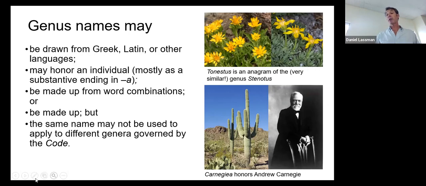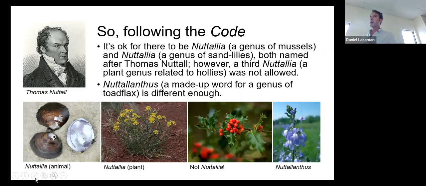But again, the same name can't be applied to two different genera under the code. So following the International Code of Botanical Nomenclature, it's okay for there to be a mussel named Nuttallia, because that's an animal, and a yellow flowering plant named Nuttallia. But unfortunately, there was a second plant named Nuttallia after the yellow one, and that one is an illegitimate name. It's actually a holly. It's okay to make up a word that uses Nuttall's name. Nuttallanthus, which is just a made-up name using Nuttall's name, is fine. That's a toadflax.